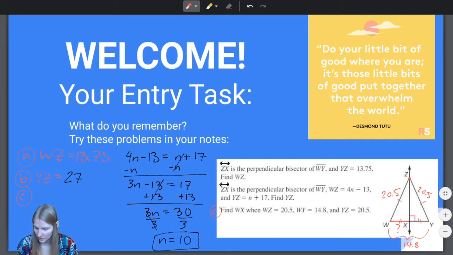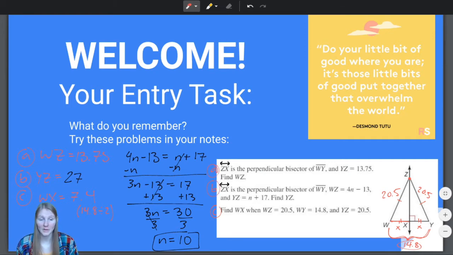So we know that WX, whatever it is, we'll call it X, is the same as XY. I know that the whole thing is 14.8, so WX is 14.8 divided by 2. It's half of 14.8, which is 7.4. We got that by doing 14.8 divided by 2. Ta-da! Wonderful. Beautiful review of last time.